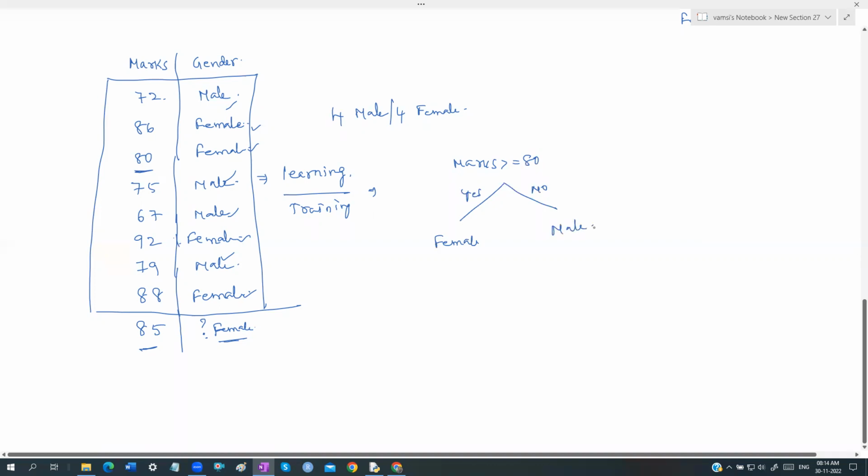So based on that, first of all, you learn something. All females have marks greater than or equal to 80. All the males have marks less than 80. So whenever a student has got 85 marks, I can understand that, okay, 85 is greater than or equal to 80, the condition is yes, so it will be female actually.